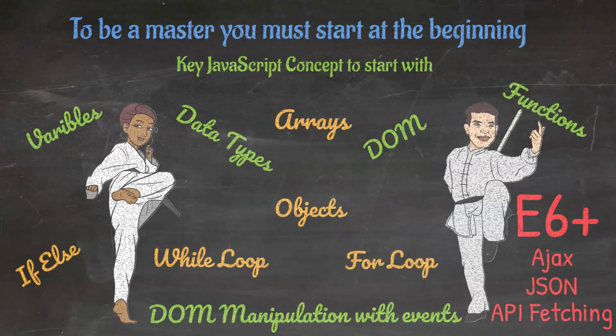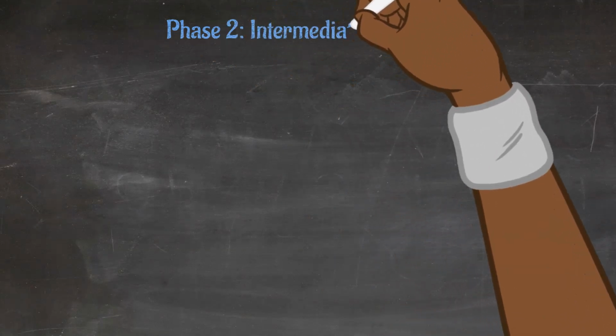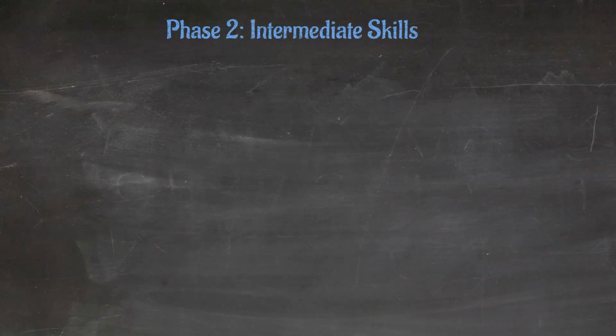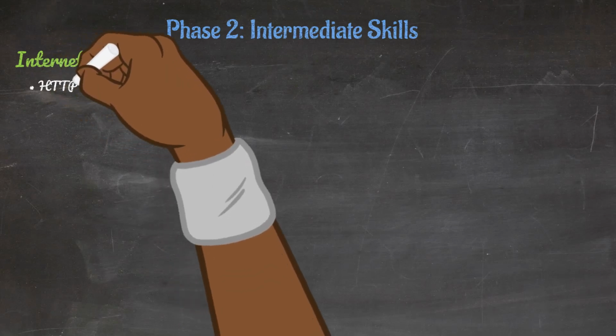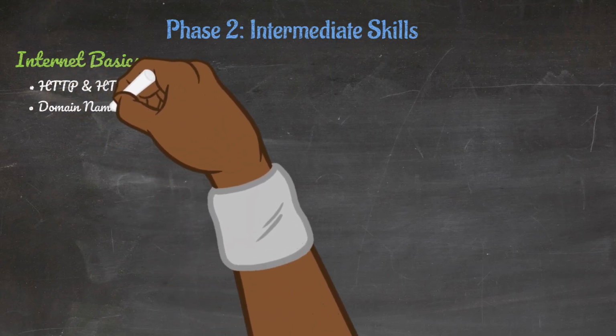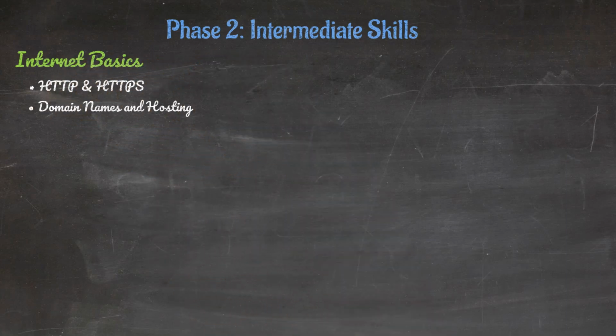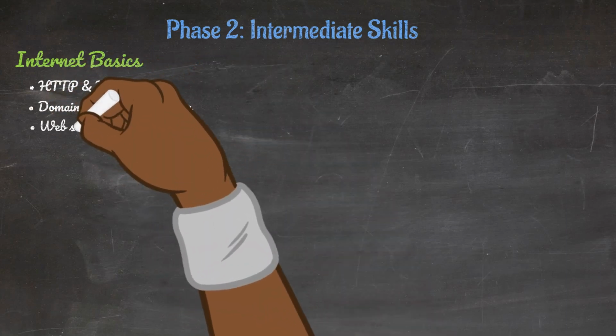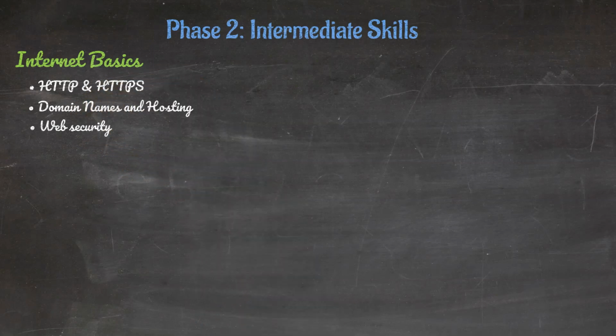Now, with the beginner fundamentals out of the way, it's time to level up. Phase 2. Intermediate skills. Internet basics. Here, you should learn what HTTP and HTTPS protocols are, basics of website hosting, domain names, and web security. If you're interested in web and API security, I already have a video on that on this channel. It will be linked in the card at the end of this video.